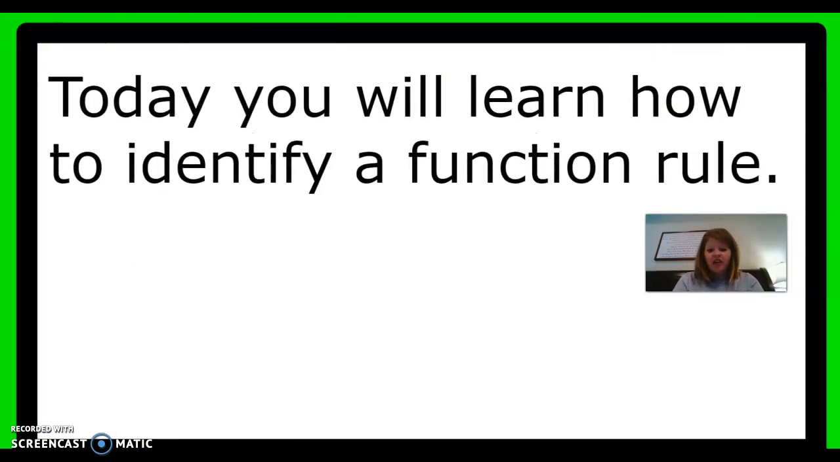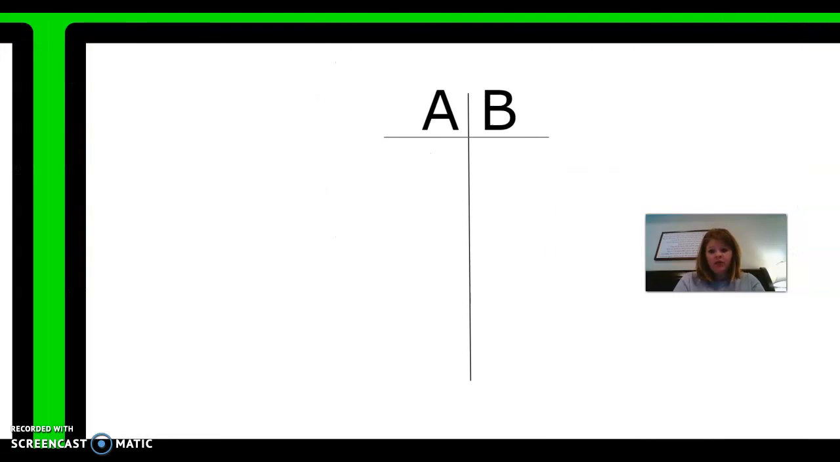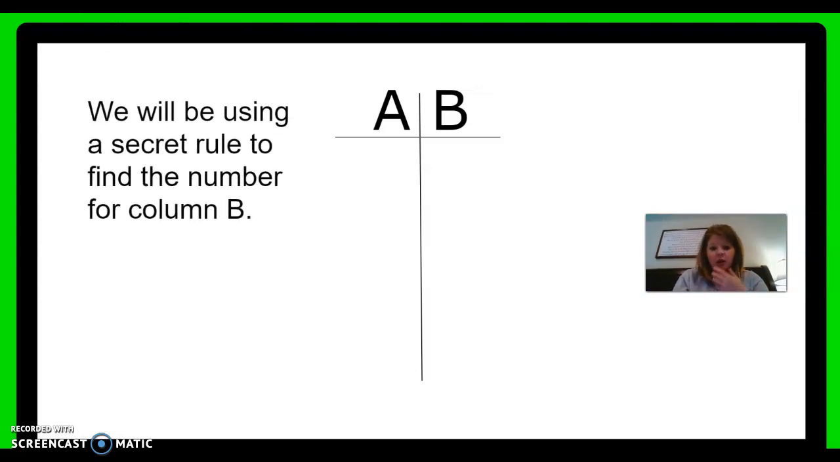Today you'll learn how to identify a function rule, simply a different type of pattern. Okay. All right, so this is what it starts out looking like. You have A and you have B. So you're going to have a number under A, and then you have a number under B, and you have to see how you got to those numbers. So we're going to have a secret rule.